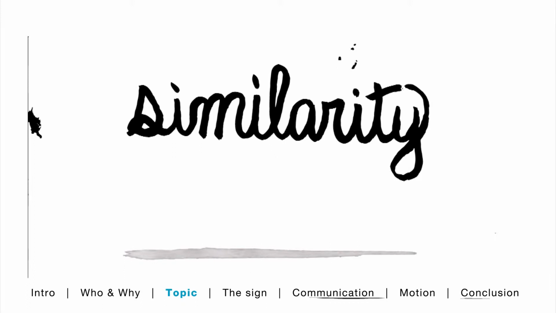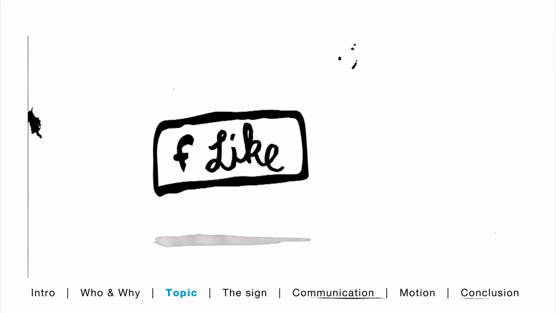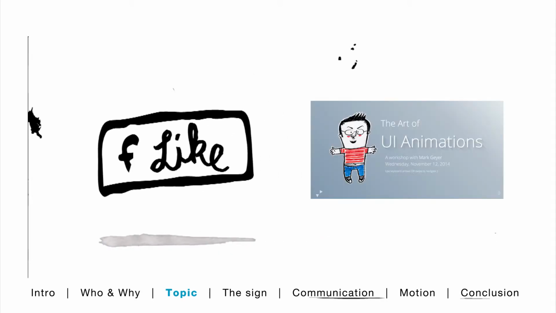Human perception of similarity is situated in the biological physical realm. Essentially, our prior experiences become referential in helping us decode new situations in order to understand them. We will be looking at Facebook's like button and Mark Geyer's The Art of UI Animations, which will help illustrate how powerful similarity is in interactive semiotic signs.